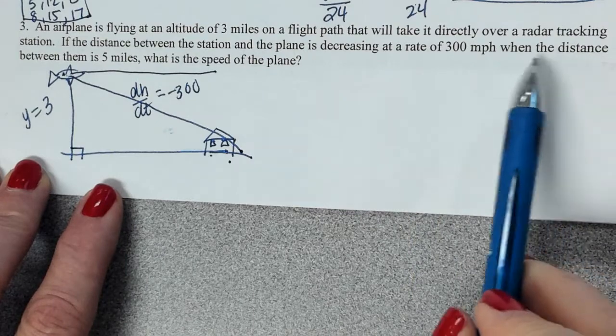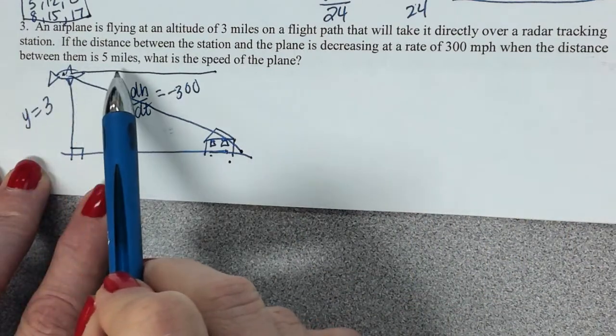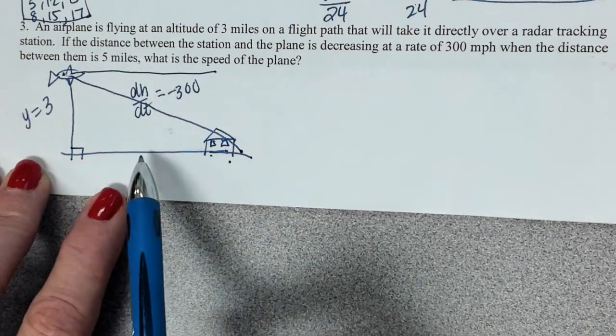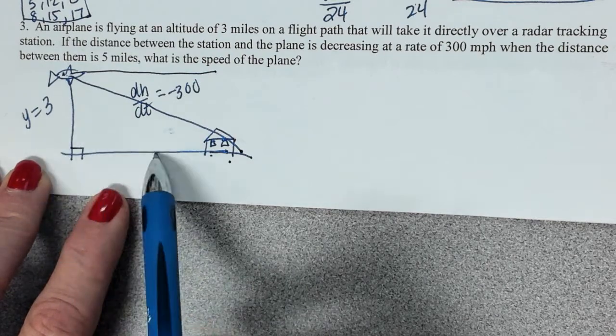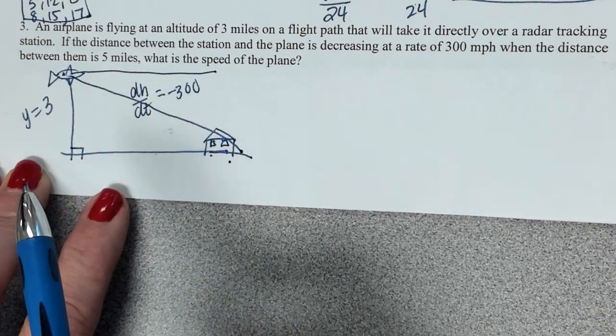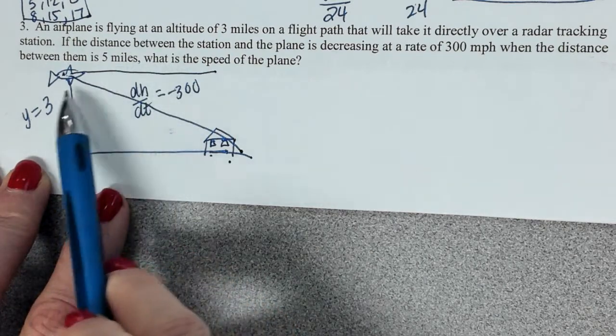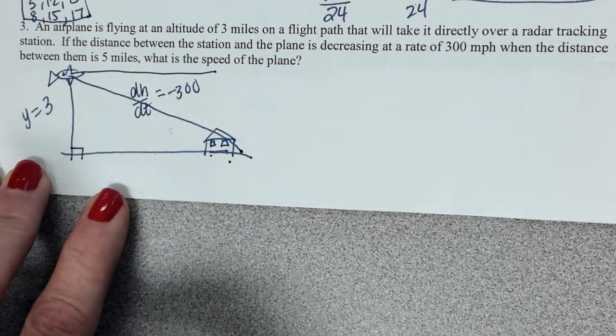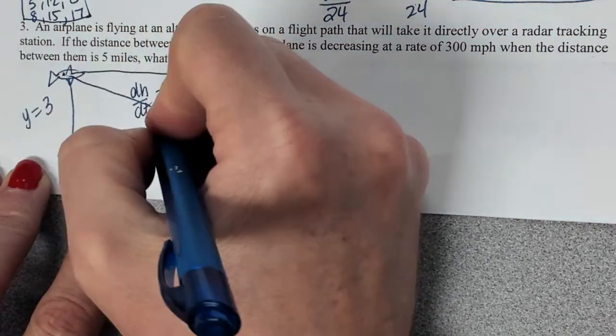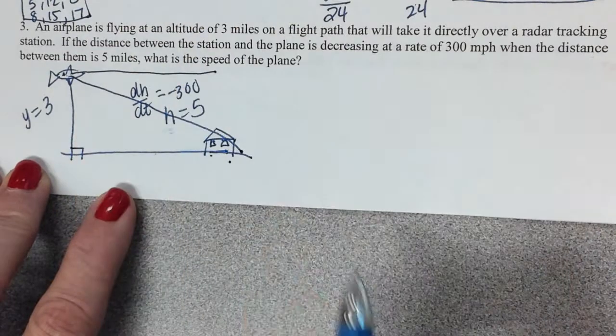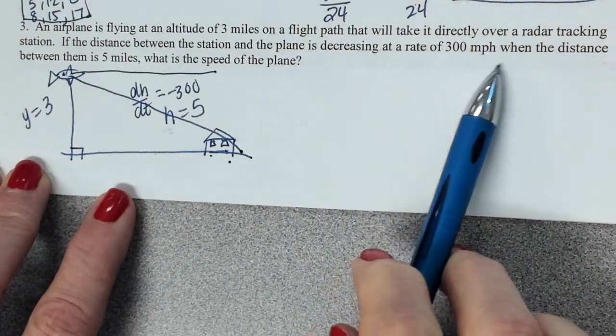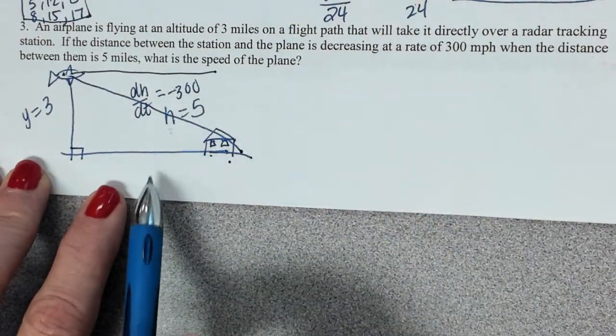Let's go through again. When the distance between them is 5 miles. What are they telling me is 5 miles? Is it the y, the x, or the h? The distance between them. What is it? H, right. So h is going to be 5. Okay, when the distance is 5, what is the speed of the plane?